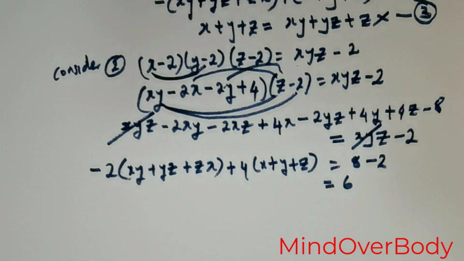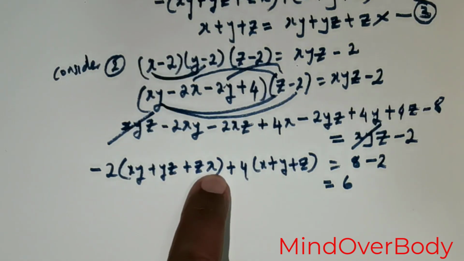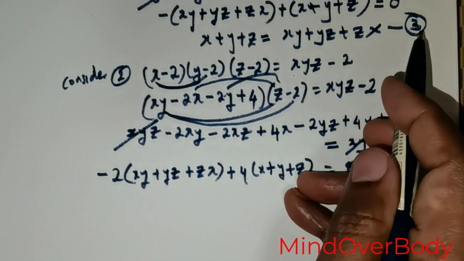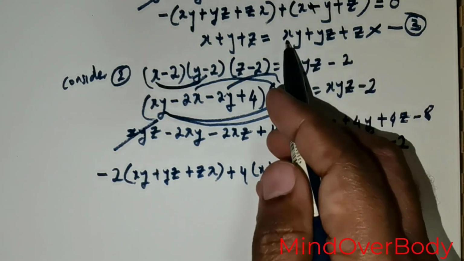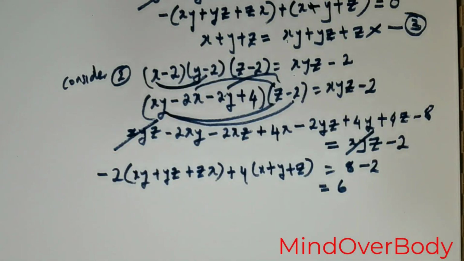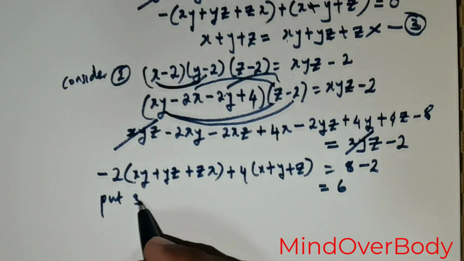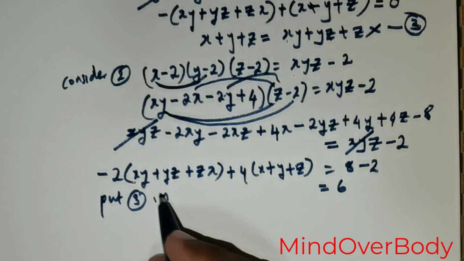Now I get xy + yz + zx. Now if you were to go up and see in 3, I get xy + yz + zx is equal to x + y + z. So what I wish to do is substituting. You can just say put 3 in 4.